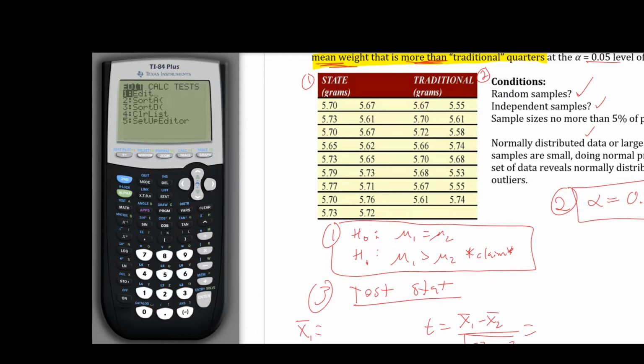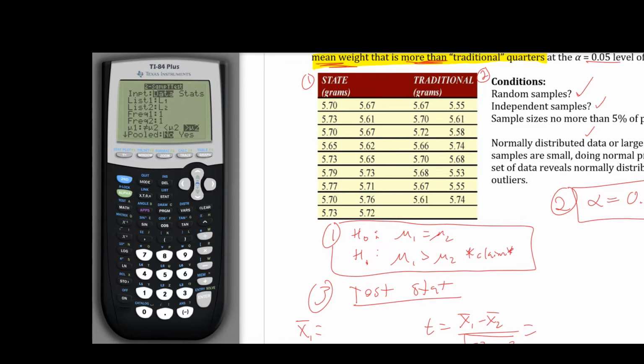Go to stat. Let's go to test, and we're going to look for 2-sample t-test. 2-samp t-test. It's actually that 4th one right there. Okay. All right, we do have data, so make sure that's highlighted. And it'll say L1, L2.